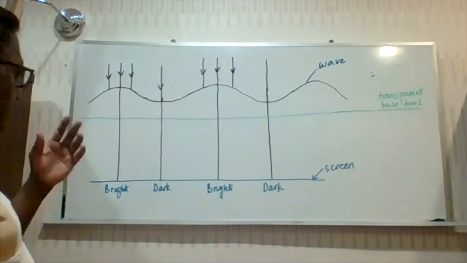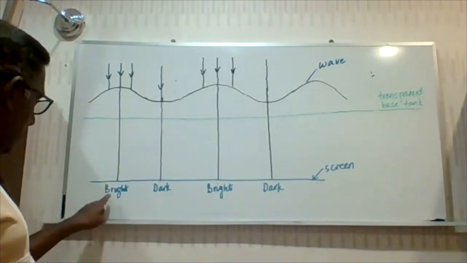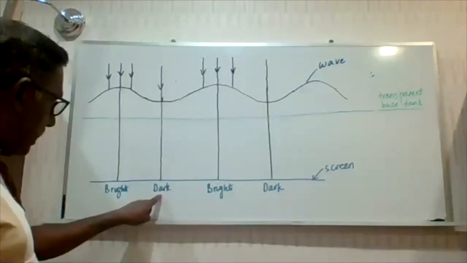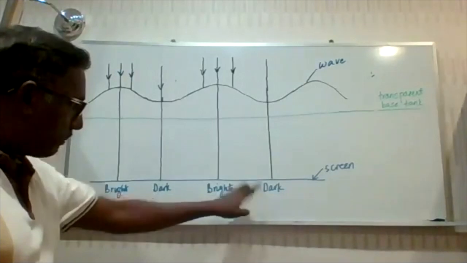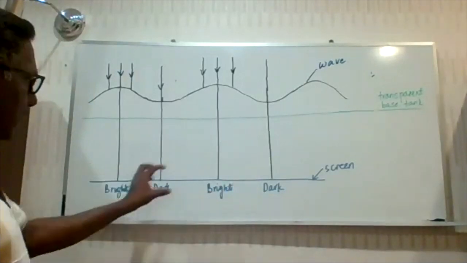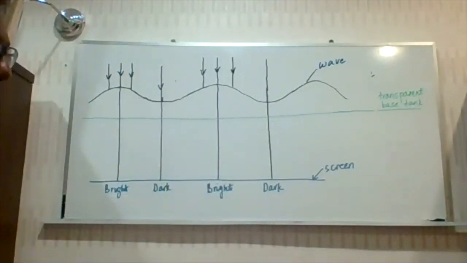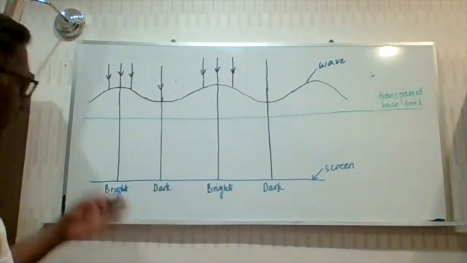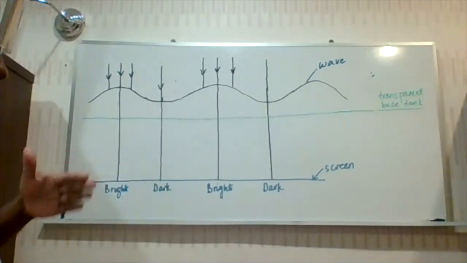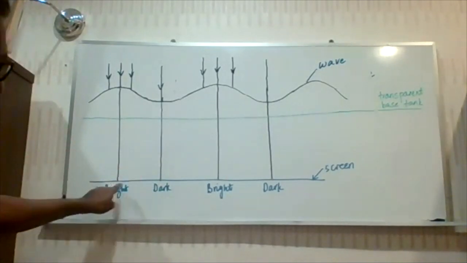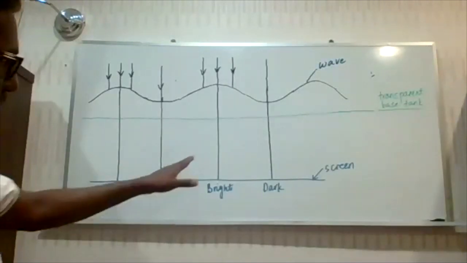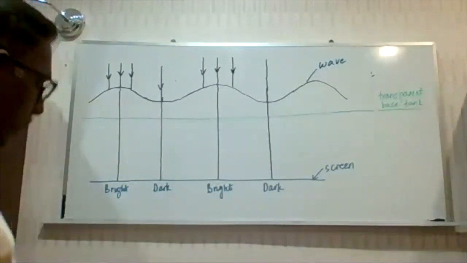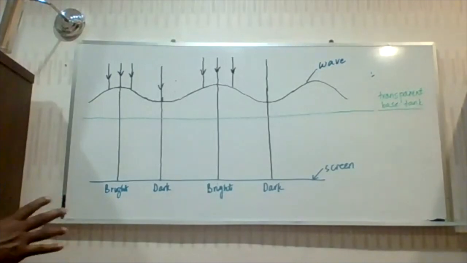The question gives that this point is a bright point, that's a dark point, that's a bright point, that's a dark point. How are these bright and dark bands, or spots, formed? It will actually form a line, but since you're looking at the cross section, you can take it as spots. How are these bright spots and dark spots formed? That is the whole question.